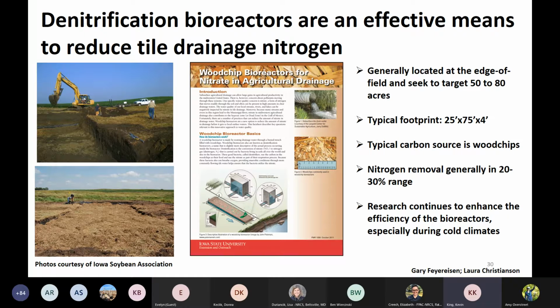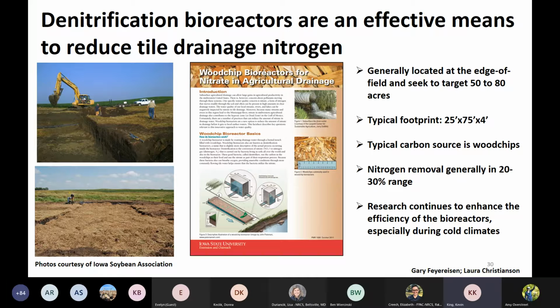Similar to phosphorus removal structures, denitrification bioreactors target nitrogen losses. Denitrification bioreactors are generally located at the edge of field near a drainage outlet, but other installations have been constructed, for example, in a grassed waterway. Edge-of-field structures are generally designed to affect an area of 50 to 80 acres, but that can be site and field specific and also depend on drainage design. They roughly have a footprint of 25 by 75 feet and are generally 4 to 5 feet deep. But again, that is dependent upon site-specific characteristics, including the drainage area and target load reduction.